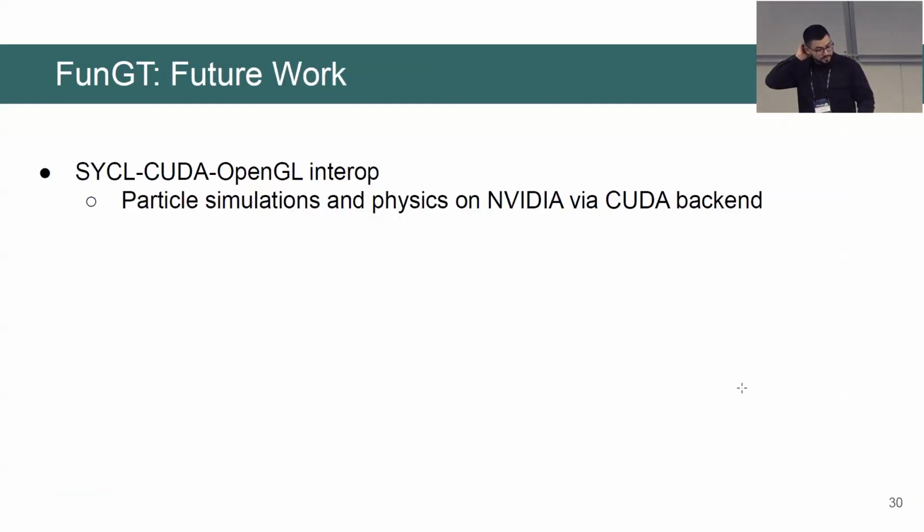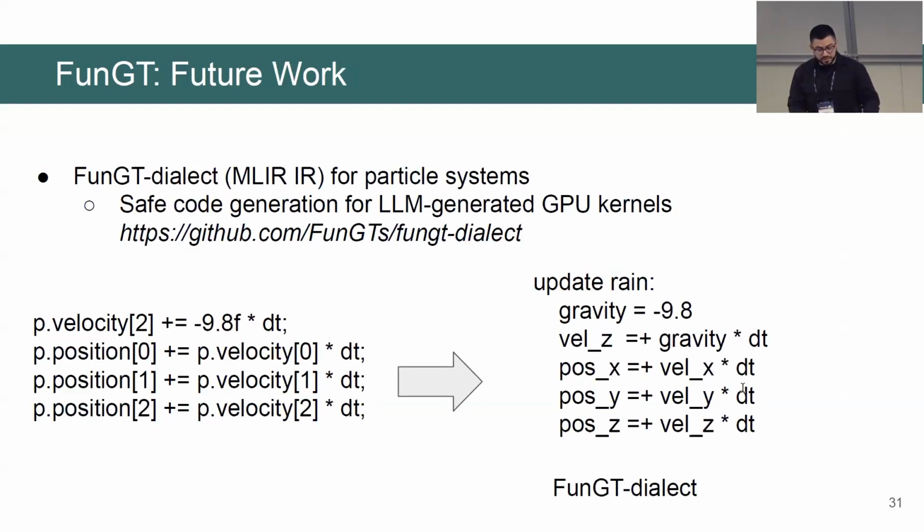Future work, that one, the SYCL CUDA OpenGL interoperability. Also, I'm trying to develop a FunGT dialect because I think it would be better if the AI creates some code like on the left side instead of this one. This is a very, very simple update function, but what if the user wants to do crazy stuff? So that is not proper.